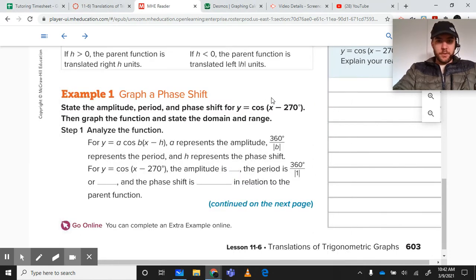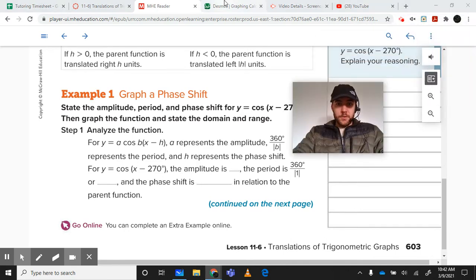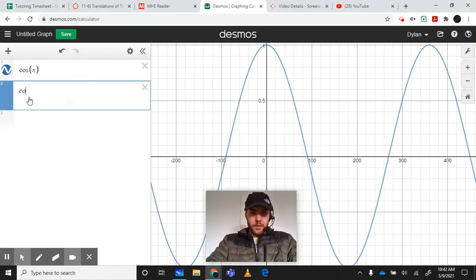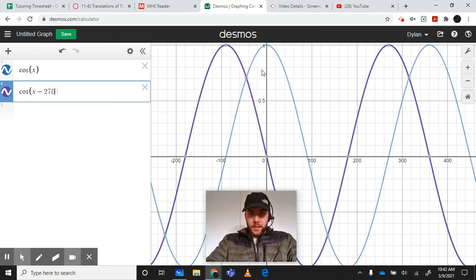But for this one, the amplitude hasn't changed, the period hasn't changed. The only thing that's changed is the phase. The phase has shifted by 270 degrees to the right. Or, if you wanted to say it differently, it is shifted by 90 degrees to the left. But that is basically it. So let's just go in real quick and verify that. If I do cosine of x minus 270, I have taken the top of my curve and moved it over to 270. So we've shifted to the right by 270.